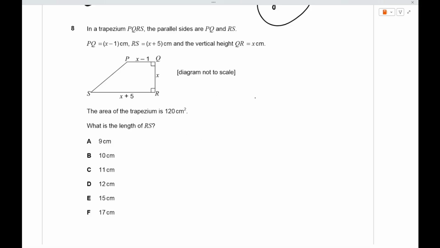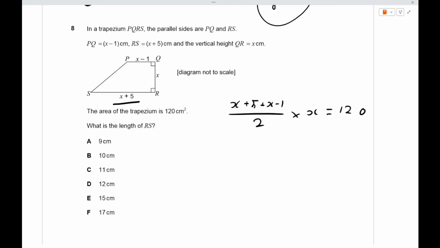This question. So the easiest way, you need to find RS. So you basically need to find x plus 5. So to do that, you just need to find x, basically. Very easy then. So you do the area of a trapezium. So you add both sides. So you have (x plus 5 plus x minus 1) divided by 2, and then you times by the height, so that equals 120.